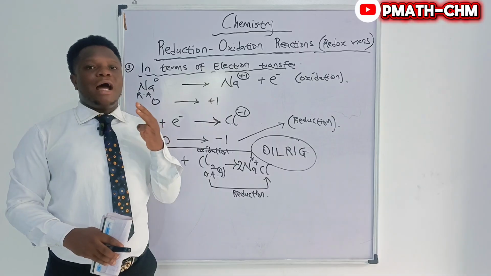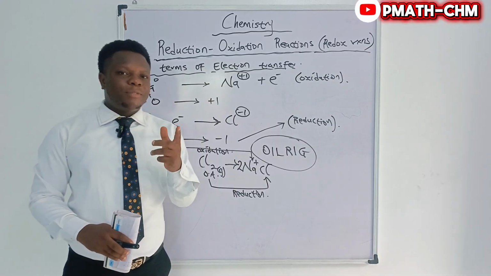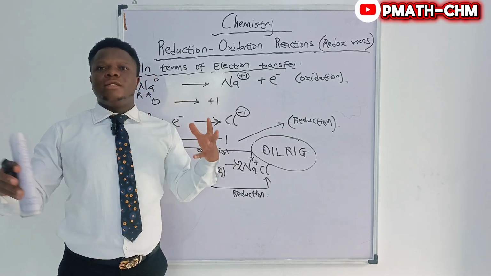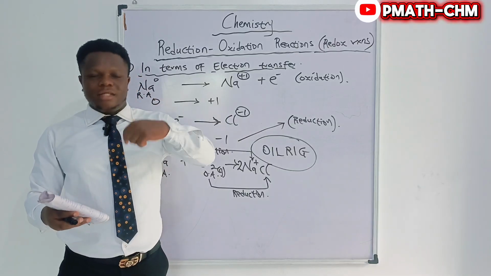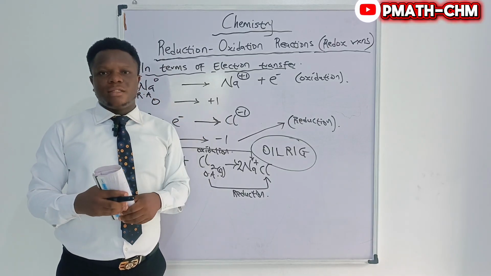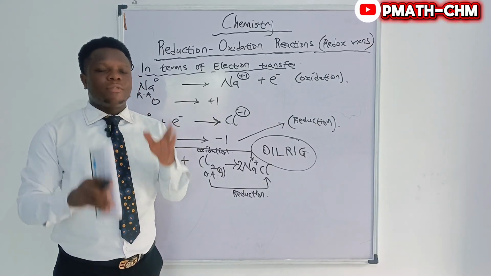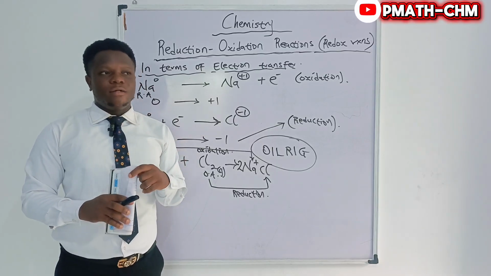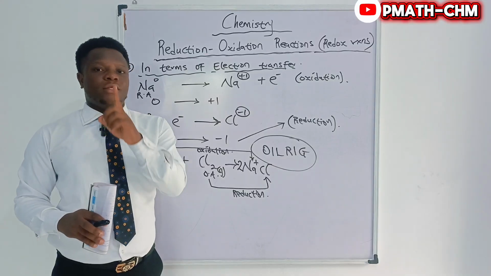The oxidation state of hydrogen most times is +1, except in hydrides or when hydrogen is being bonded to elements that have more metallic character than itself. Hydrogen would have a charge of -1 in those cases. Oxygen, the oxidation state of oxygen most times is what? -2 in most compounds, except in peroxides. In the case of peroxides, the oxidation state of oxygen becomes -1.